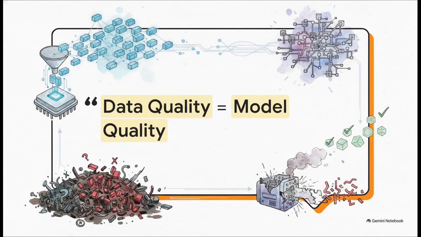If I'm going to repeat one thing over and over, it's this: data quality equals model quality. No matter how advanced your system is, an algorithm's intelligence is strictly capped by the quality of its data. There is literally no magical hyperparameter or neural network architecture out there that can compensate for garbage data. Data quality dictates model quality every single time.